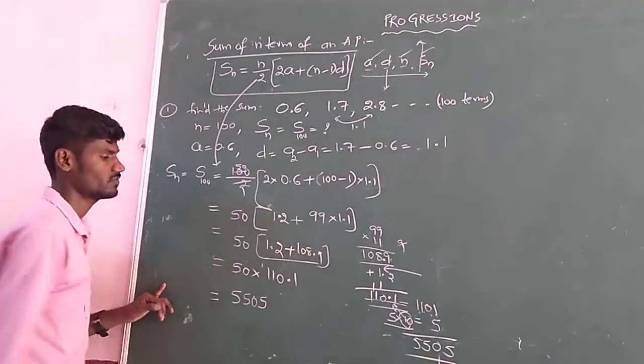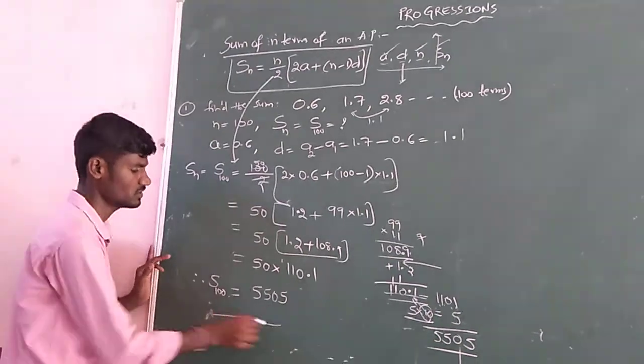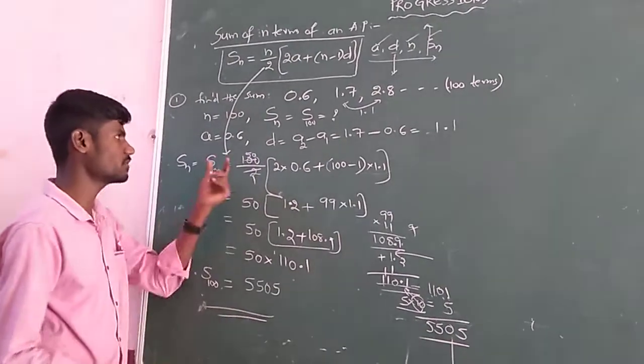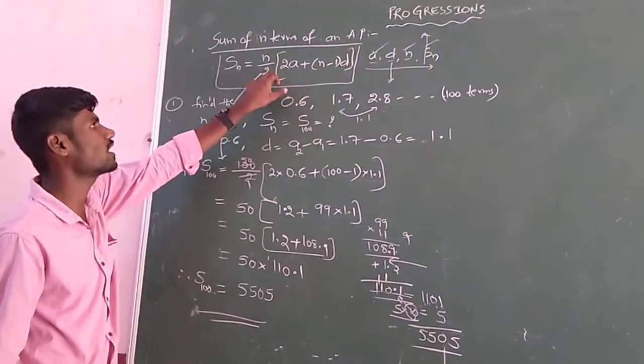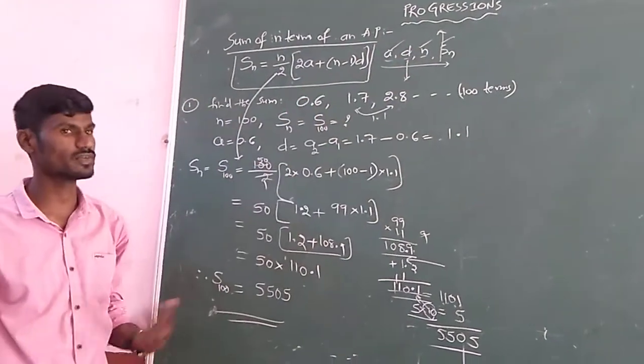5,505. That is the sum of the first 100 terms of the given AP. So this is the procedure. In this formula, out of any 4 quantities, they will give any 3, and you have to find the fourth one.